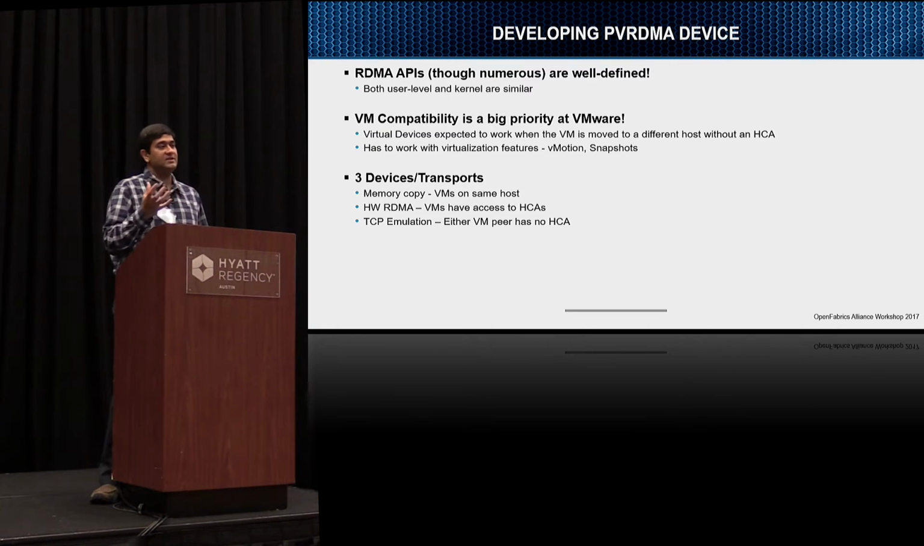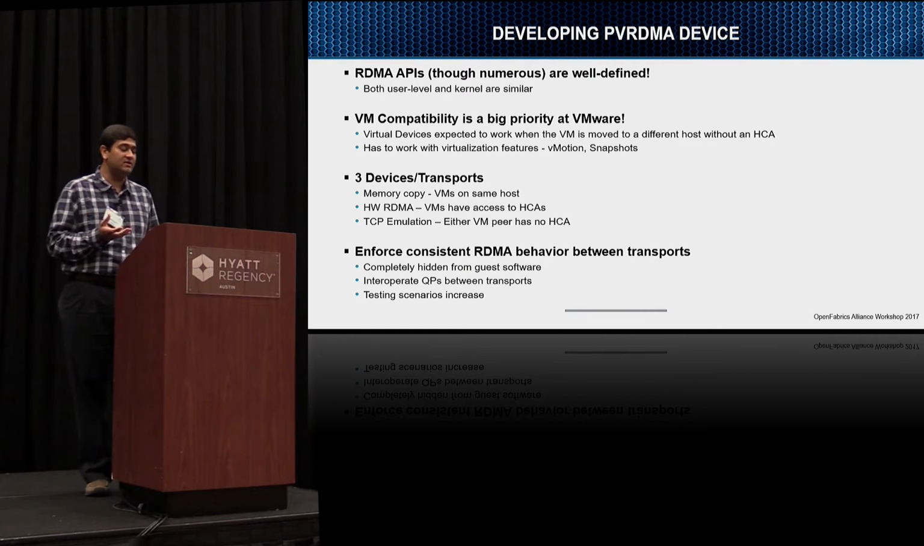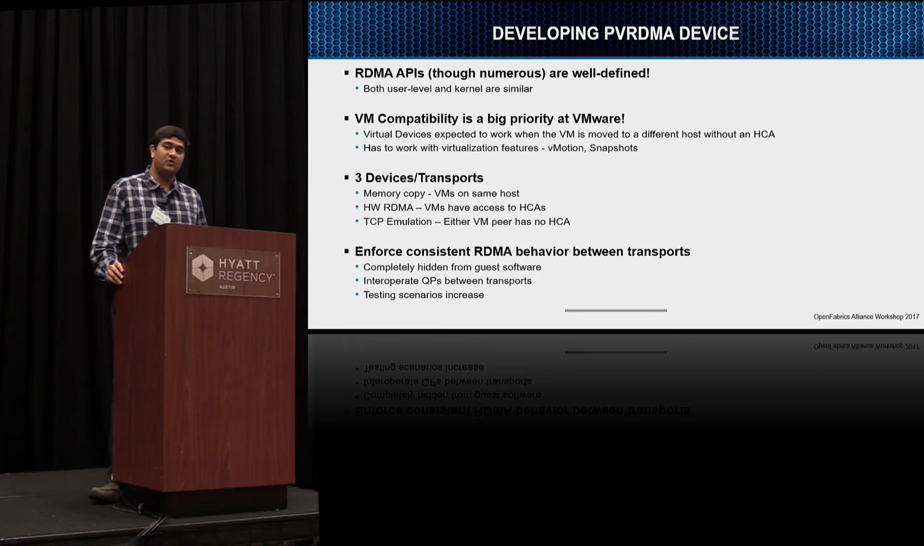So having these three transports, we wanted to enforce the different behavior that you expect from all of these. You want to actually enforce consistent RDMA behavior for all of these transports. You want to make sure that if there are different queue pairs from the same VM going over different transports, the behavior is basically seen as the same for all these queue pairs.